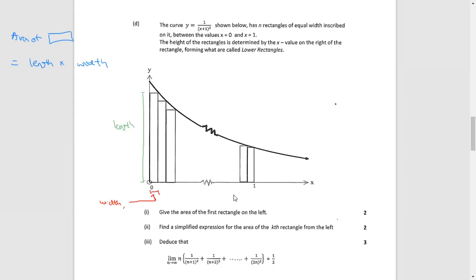You know that there are n rectangles of equal width between 0 and 1. So you know that you've got 0 to 1, which has a length of 1. You know there are n rectangles, and they're equal. So it would appear logical that you're just splitting this length of 1 n times, and so the width will just be 1 divided by n.